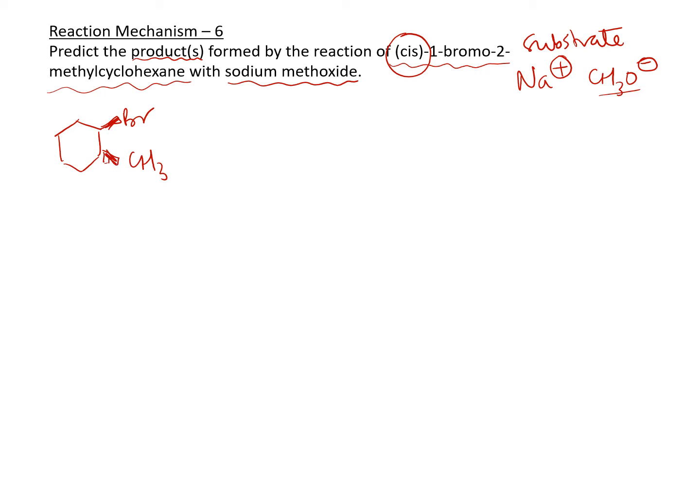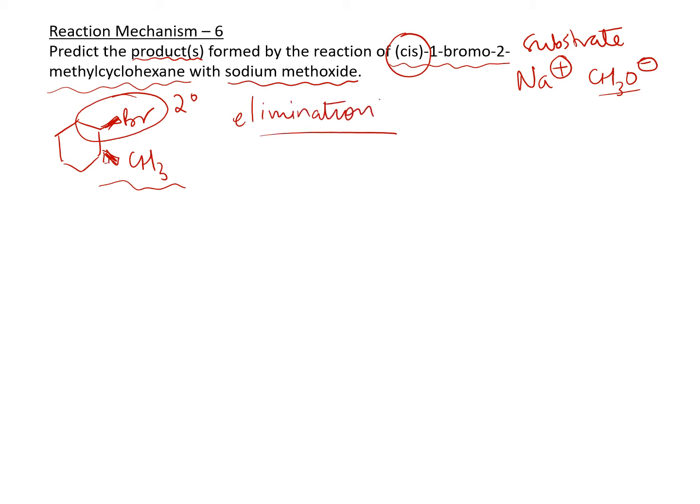When we are looking at something like this, you're thinking, what am I doing here? Am I doing substitution or elimination? When you look at the halide and the leaving group that you have, it is a nice secondary leaving group. You also have a little bit of steric hindrance going on because of the CH3 on this side, which means that substitution may not be possible so much, which means that we are looking at elimination. So that's one thing that we have to think about.